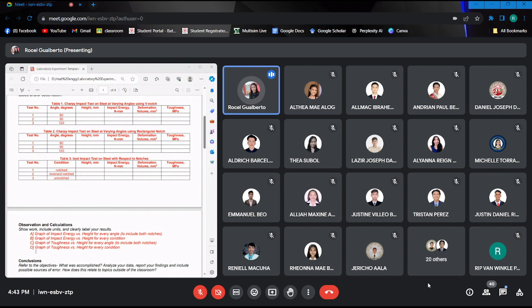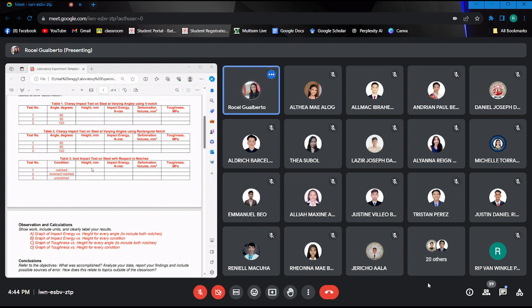Yung B at D naman po, manggagaling naman po doon sa table 3. Again, papalitan po natin ito ha. Magiging Charpy impact test po ito with respect to the notches. Okay? So, yun pong B at D, yun po ay manggagaling for your table 3, yung data po niya. Yun po yung i-graph po natin. Again, that would be the toughness versus po yung height. Okay? Yung height po na yun, that would be the change in height. Okay?